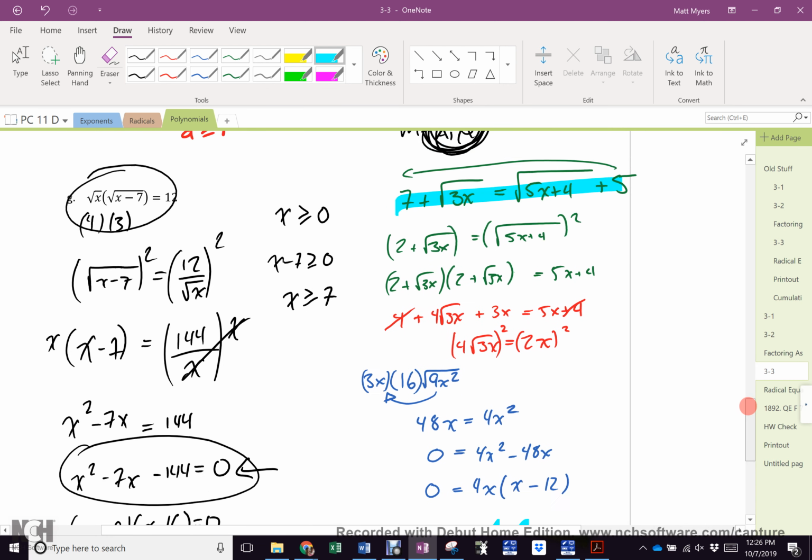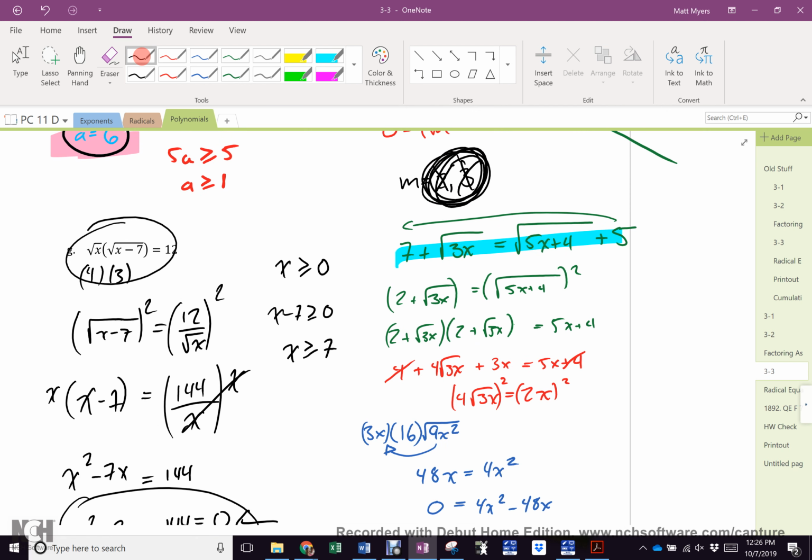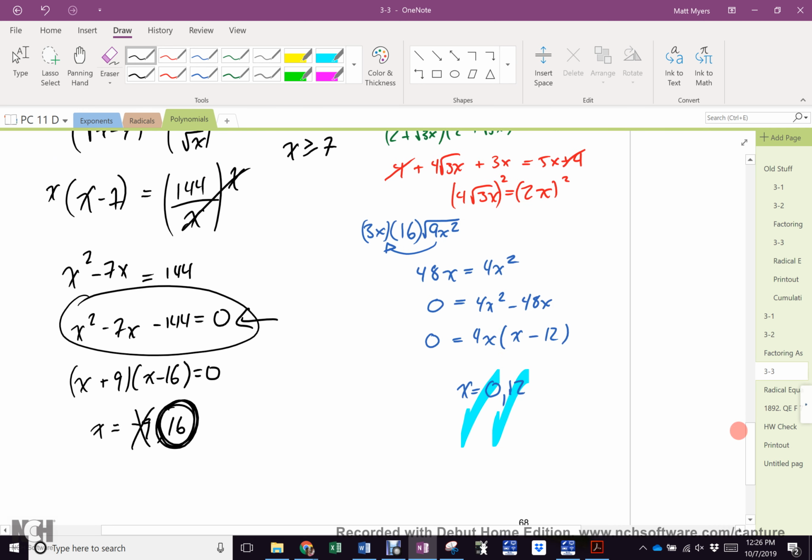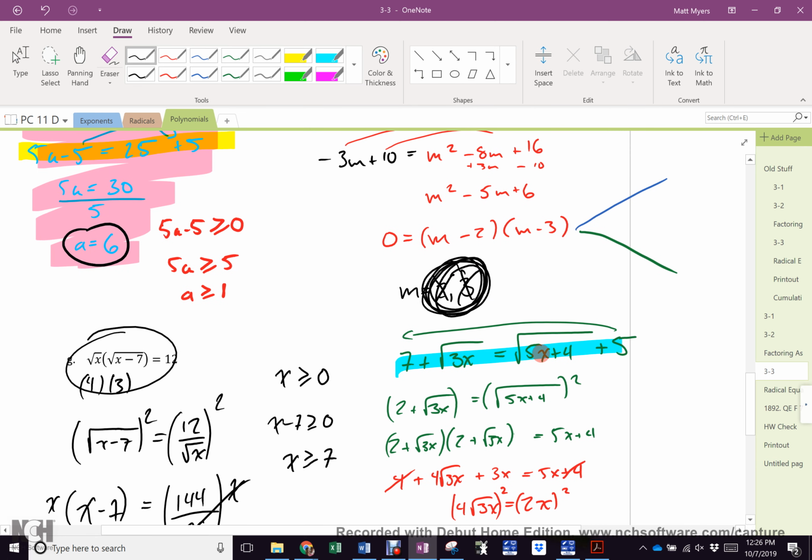Is there anything else we need to check? Can x ever be a negative number? So x has to be bigger than 0. Are both those bigger than 0? Or equal to or bigger than 0? Okay, so we know we're okay there. What about here?